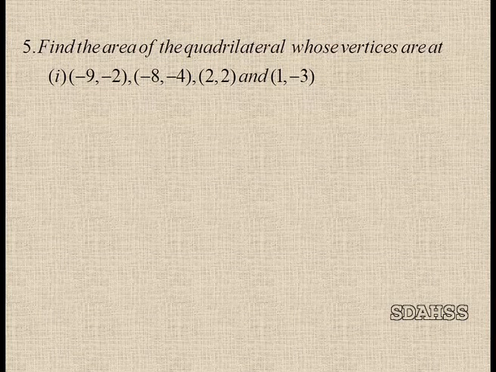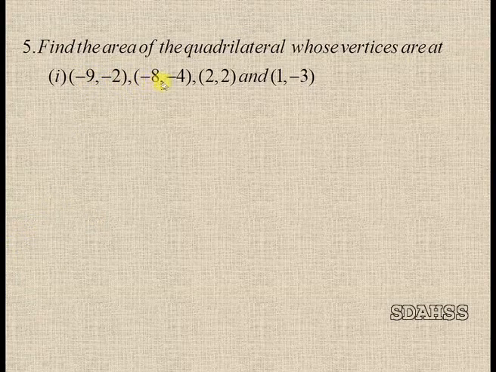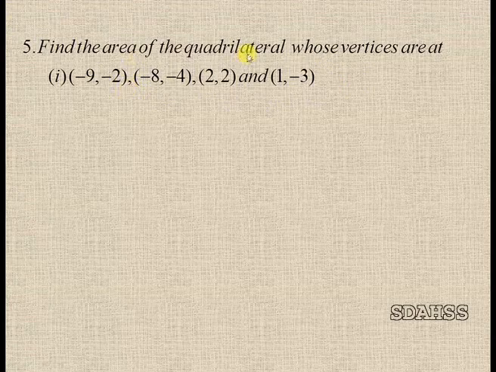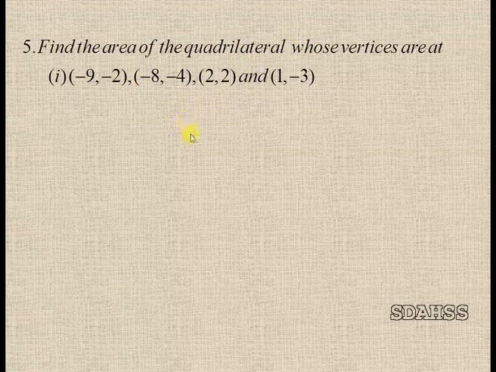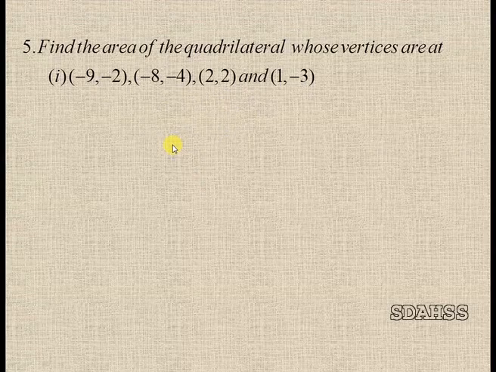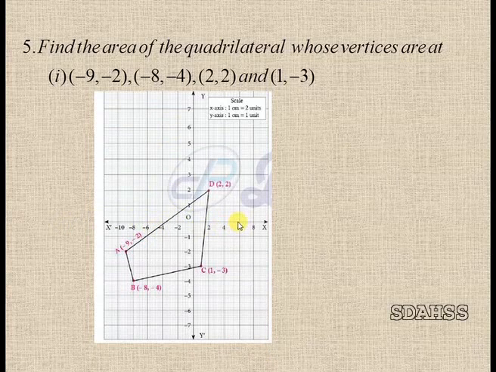Fifth sum. Find the area of the quadrilateral whose vertices are at subdivision 1: minus 9 comma minus 2, minus 8 comma minus 4, 2 comma 2 and 1 comma minus 3. Here 4 vertices are given to you. We want to find the area of a quadrilateral. First of all, you have to plot all the points in a graph. For that, draw a horizontal and vertical line, write the numbers on the horizontal and vertical lines, and then plot the 4 points.